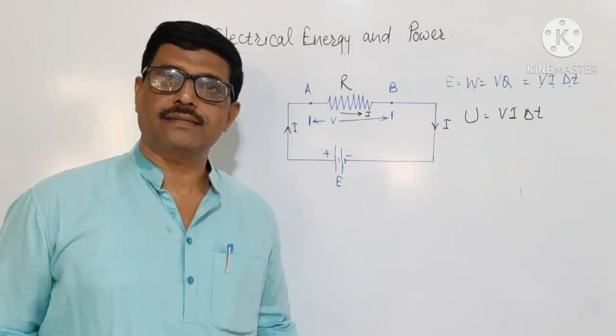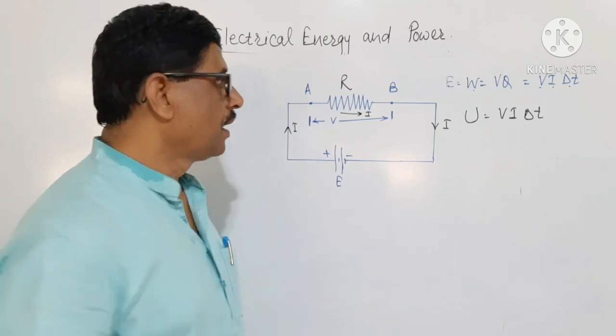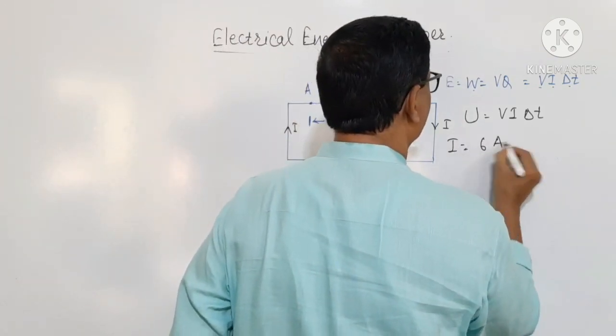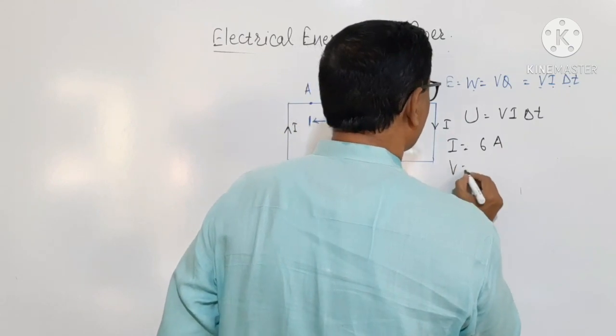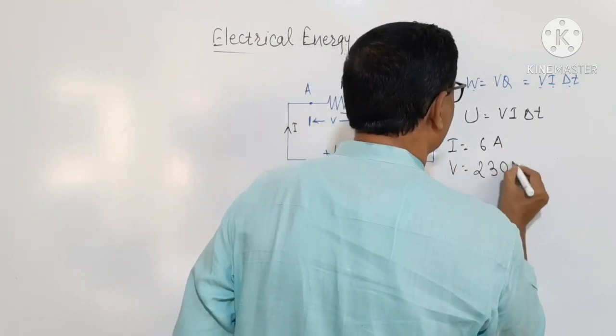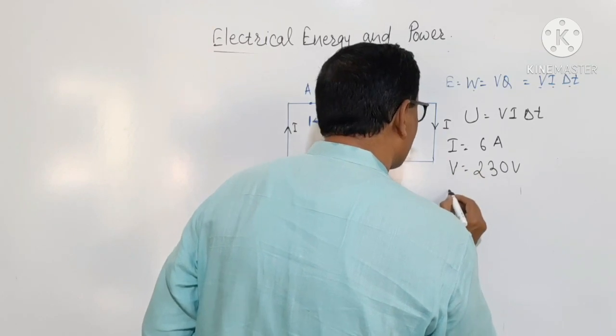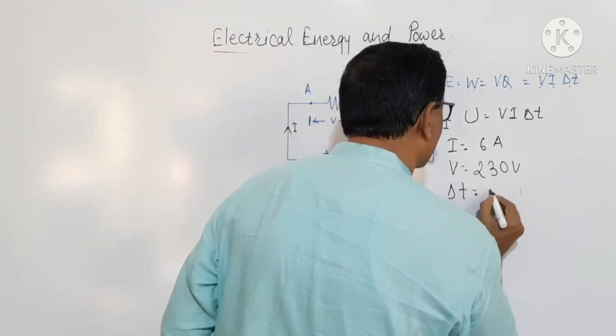Let us consider a current of 6 ampere flows through a device with a potential difference of 230 volt, and the device runs for a time of 5 hours.